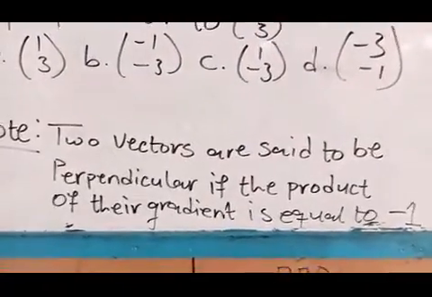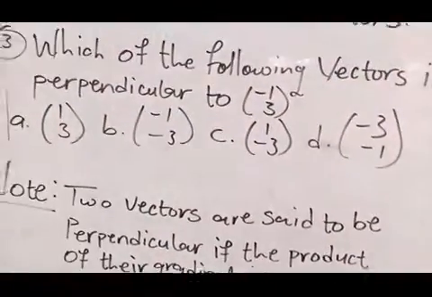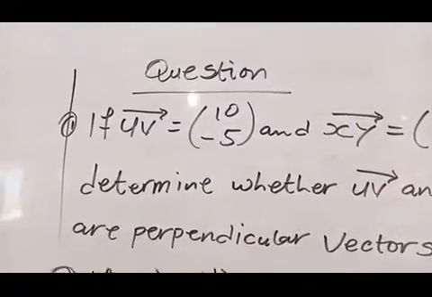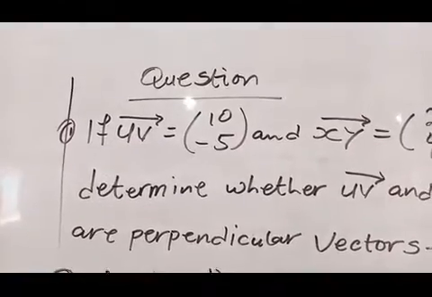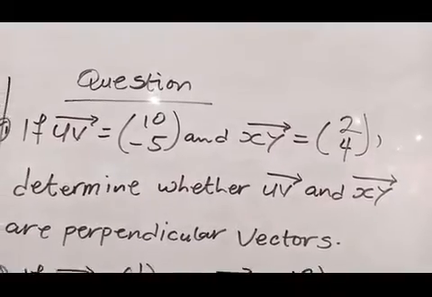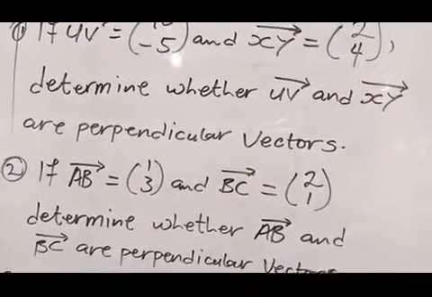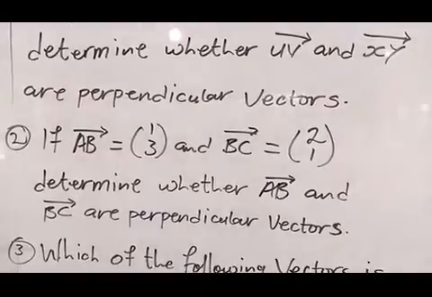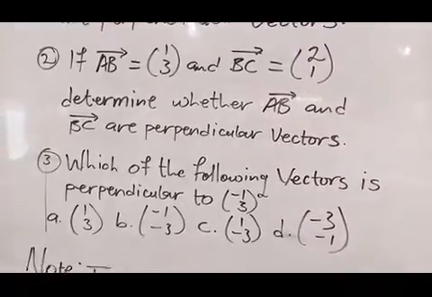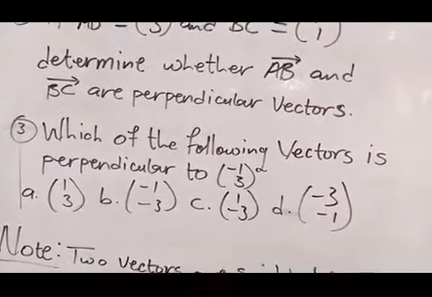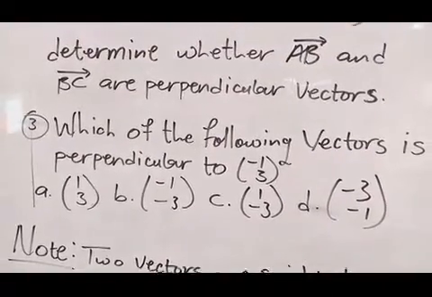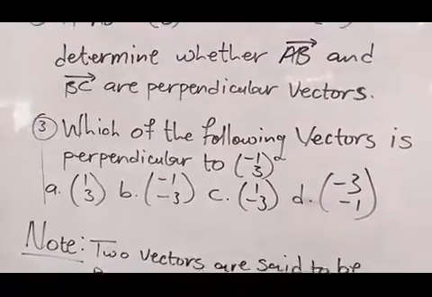So these are the questions I've given. Try solving them. The first one is UV equals 10, minus 5 and XY equals 2, 4. Determine whether UV and XY are perpendicular vectors. If AB is equal to 1, 3 and BC equals 3, 1, determine whether AB and BC are perpendicular vectors. That is the second. With the third one, which of the following vectors is perpendicular to -1, 3? You have A, 1, 3, B, -1, -3, C, 1, -3, and D, -3, -1.